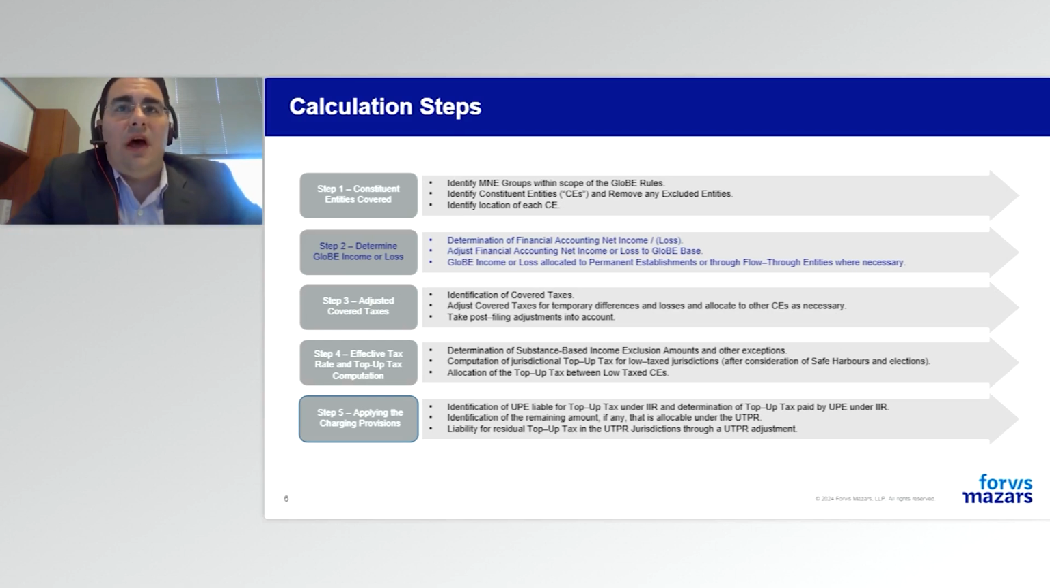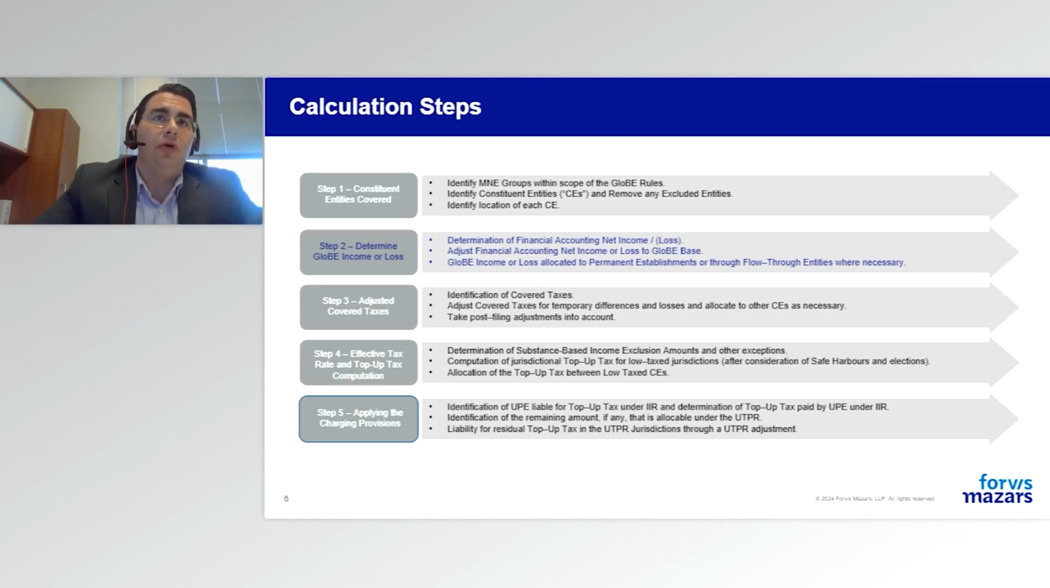For those that have been tuning in, in the first few sessions we talked about how to characterize an MNE group, and that was our step one. Today we are getting to step two in the calculation steps, and we will determine your FANL, your financial accounting net income or loss. We'll determine what adjustments get you from FANL to the GloBE base that's been contemplated by the OECD in over 140 countries back in October of 2021. And we will also talk a little bit about PE and flow-through adjustments where needed.